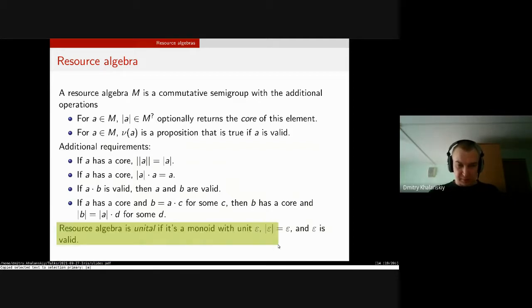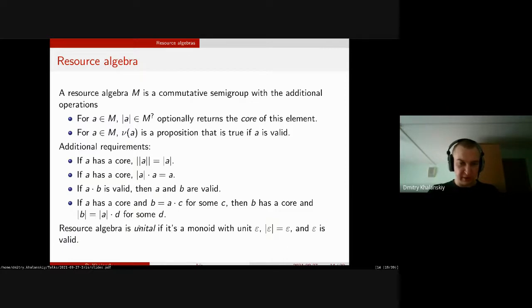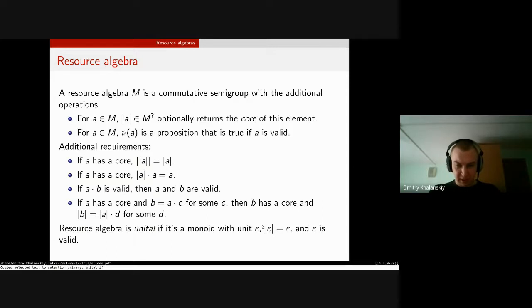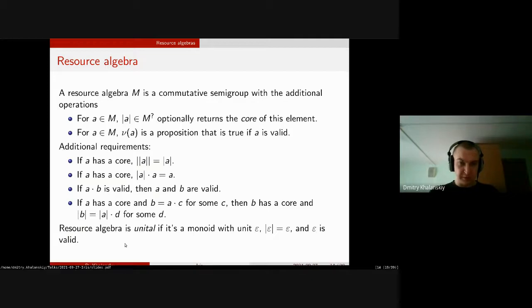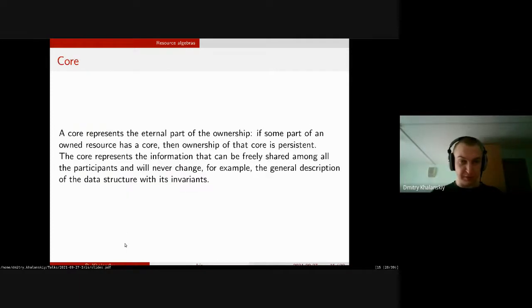And another not that important definition is that a resource algebra is unital if it's a monoid. We call its unit epsilon. Its core is itself, and we say that the monoidal unit is valid. Now, that's a bunch of definitions. Let's try to acquire some intuition behind them.